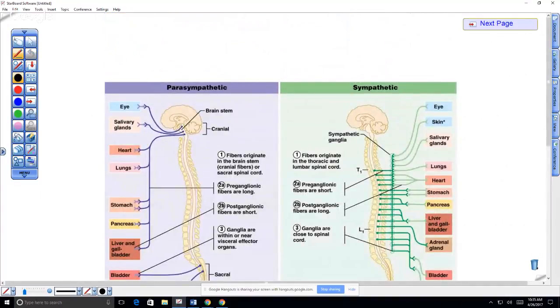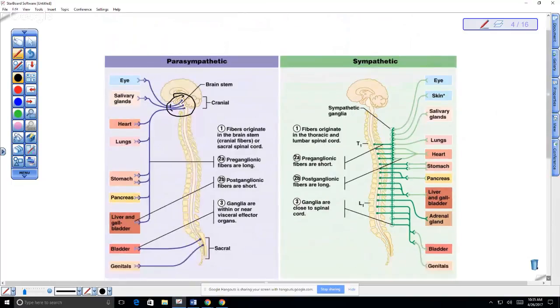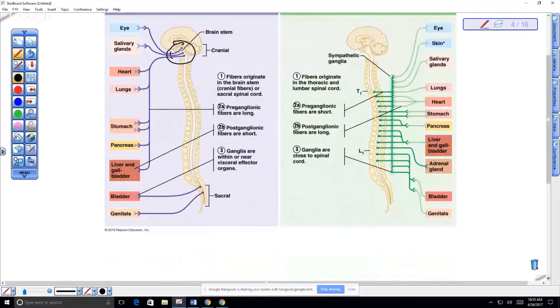Okay, so one other thing that's important to realize is that when we look at where the information is coming from, the parasympathetic, and I'll write this down in a minute, but notice that the parasympathetic nervous system originates from the cranial region. So there's some cranial nerves here that are parasympathetic, and that was kind of in your table that you got in lab, which ones were parasympathetic, and then some are sacral, okay?